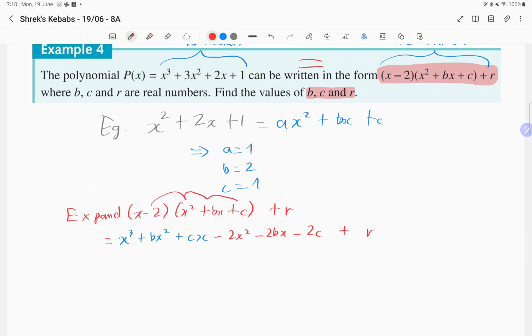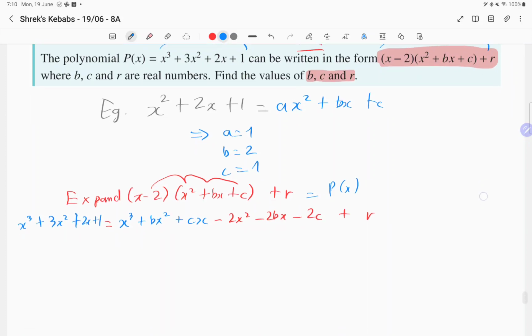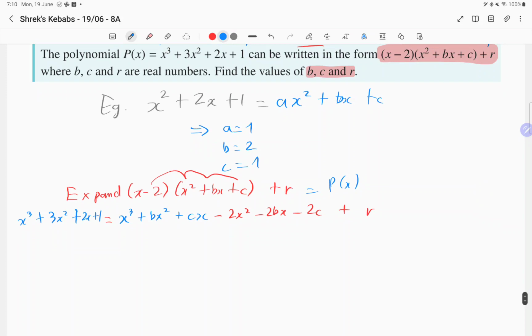Remember, this one should be equal to P(x) as well, because "can be written in the form" means equal. So I'll write what P(x) is, which is x cubed, and this one here, 2x plus 1. Can you combine the terms yet? Can you see what the coefficients are yet? Not quite, it's not easy to see. So we need to combine like terms.